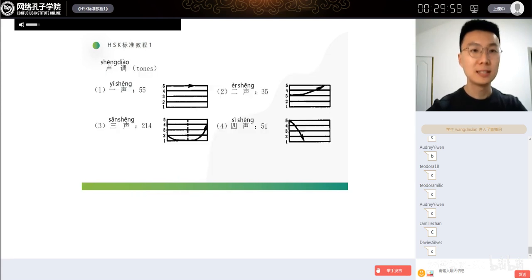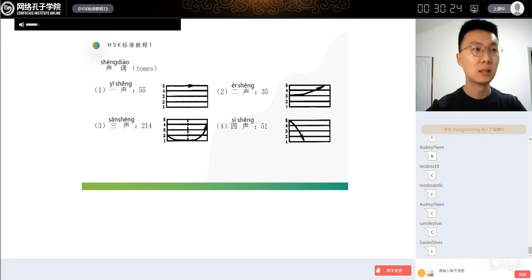Some people say that Chinese is a rhythmic language. This is because Chinese has 4 tones. We can express the tone with 5 degrees. Let's look at these 4 pictures. There are 4 tones in Chinese. The first one is the first tone. We can call it 一声. 一声 is the first tone.